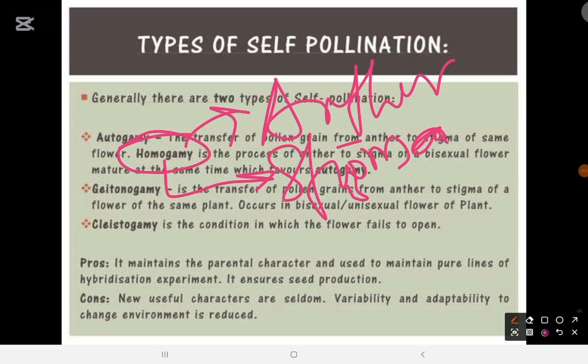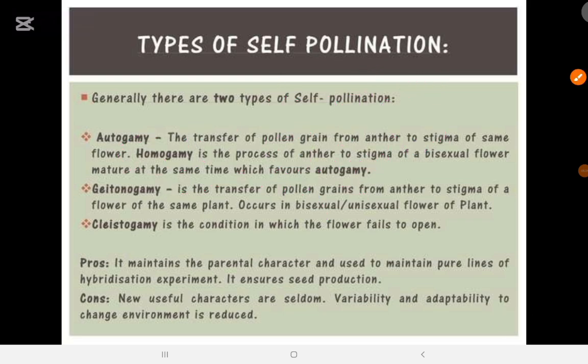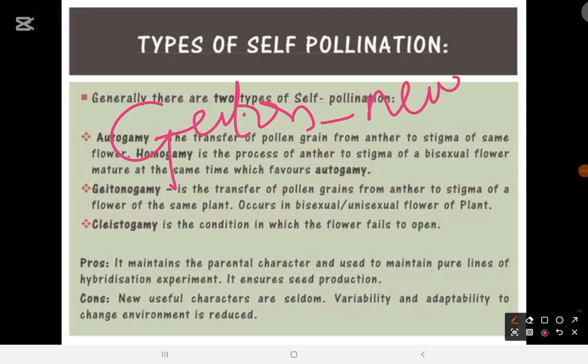Now, there are two forms of autogamy. The first one is geitonogamy, and the second one is cleistogamy. The word geitonogamy is gotten from the Greek word geiton, which stands for neighbor. So basically, we are transferring pollen grain from the anther of one flower to the stigma of another flower on the same plant. Does that make sense? So it is the same plant.